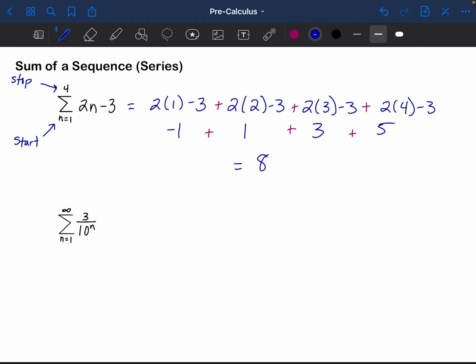What's really neat is we can also find the sum of an infinite sequence, but we can only do that if the sequence converges, meaning the limit approaches a single number. As n gets really, really big, we're not shooting off into infinity, but approaching one single value. So looking at this one here, we know it converges, right?